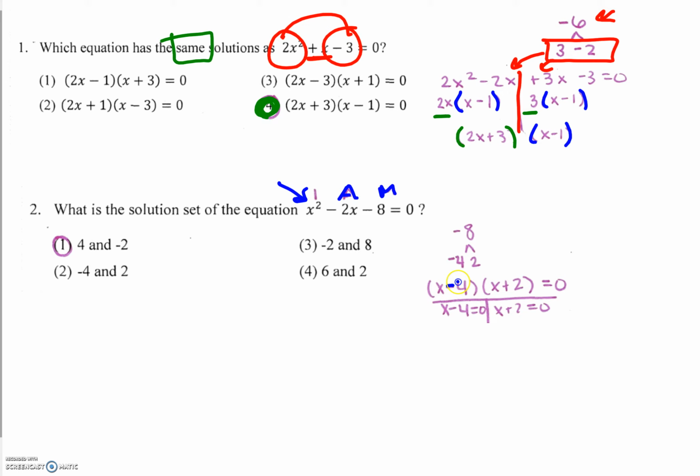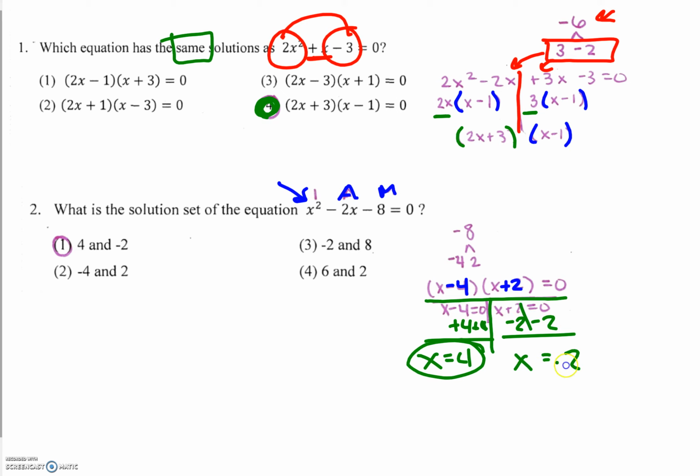Once I have those numbers, I put them in my factor bubbles. Then from here, since I am solving, I have to set each factor equal to 0, so I have to tee it off. So I have x minus 4 equals 0, x plus 2 equals 0. From here, I'm just solving an equation to get x equals 4 and x equals negative 2. So that's choice number 1.